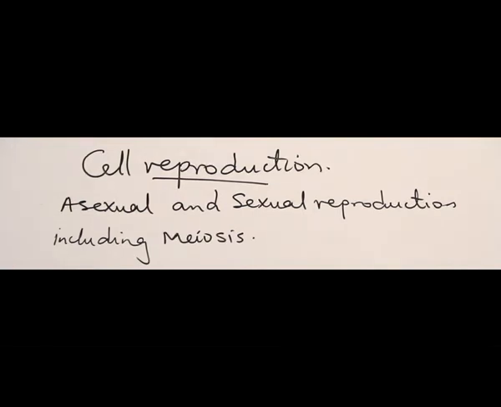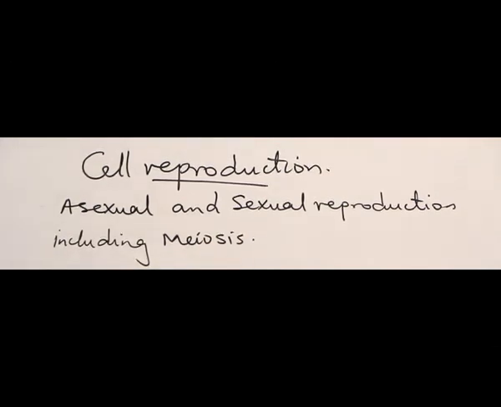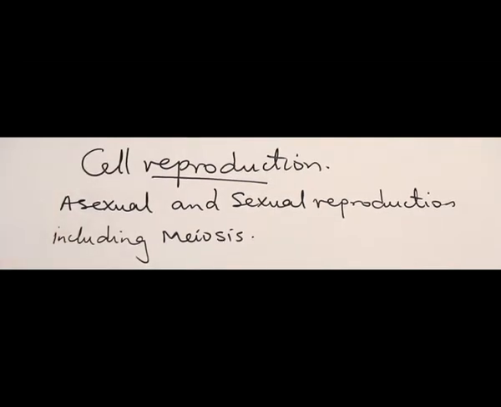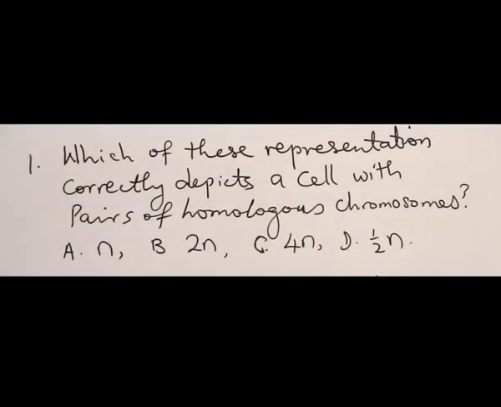And for us to understand reproduction properly, we have to look at how cells produce gametes, and the process of producing gametes is called gametogenesis, and that one involves meiosis, reduction division. So let's see some questions that are based on cell reproduction. So let's see number one.